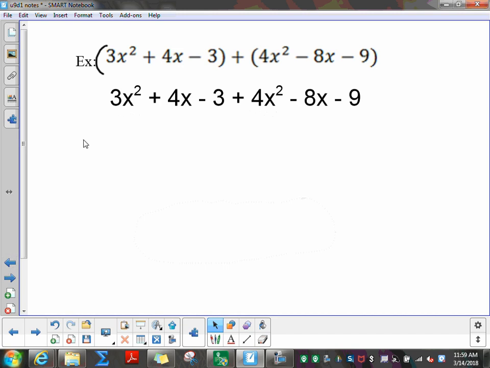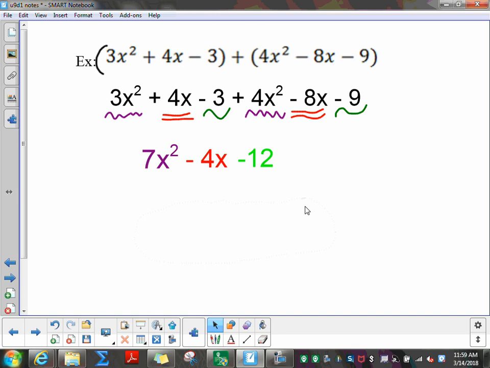So now I just go ahead and combine like terms. 3x squared and 4x squared combine to make 7x squared. 4x and negative 8x combine to be negative 4x. Negative 3 and negative 9 combine to be negative 12. And then we always put our answer in standard form, okay? So we're going to go ahead and check it.